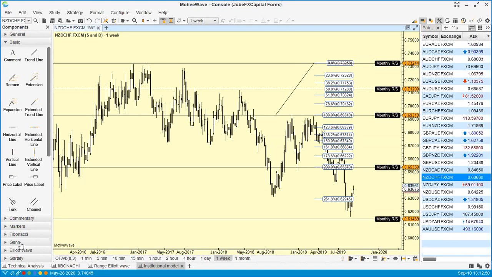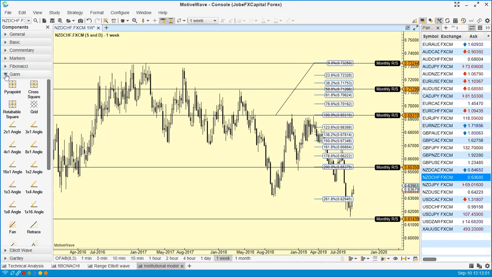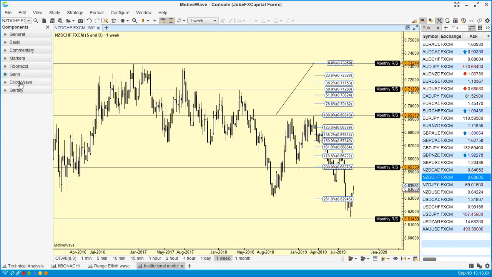Yes, I've got Gann tools. Can you see my mouse? Okay. So I've got tools for Gann, these are tools for Gann as well, and then actually, this is what I use, Elliott Wave.